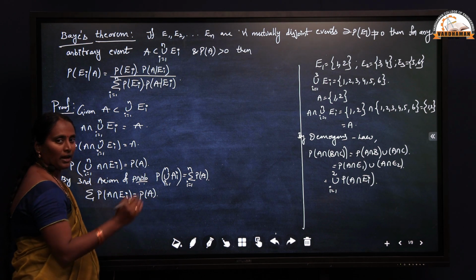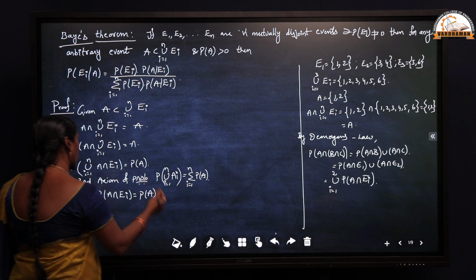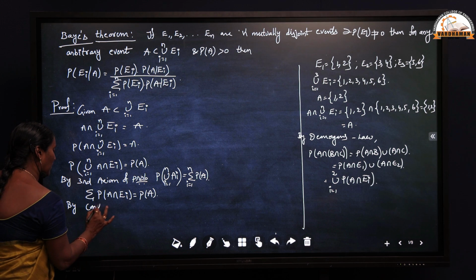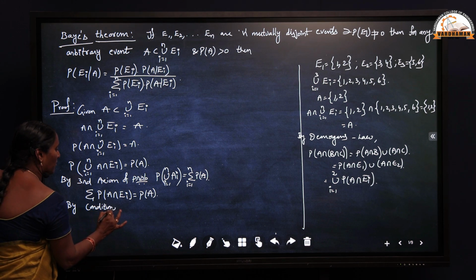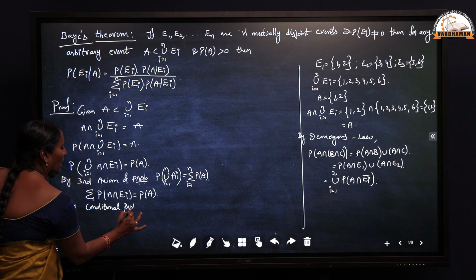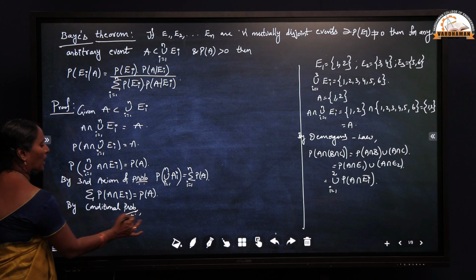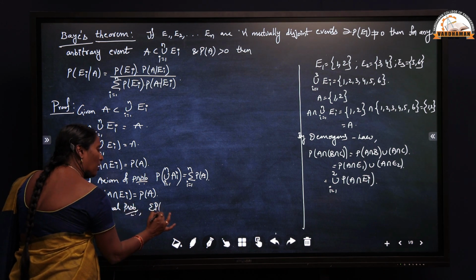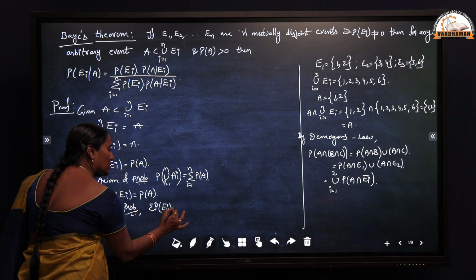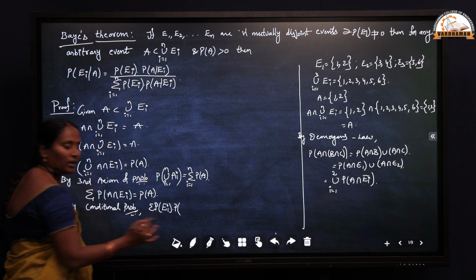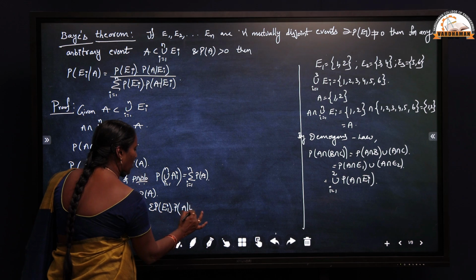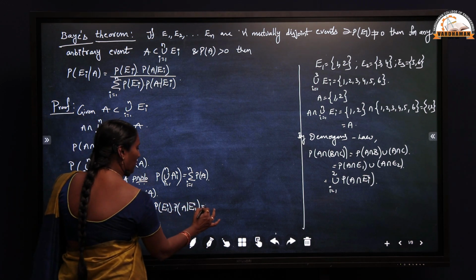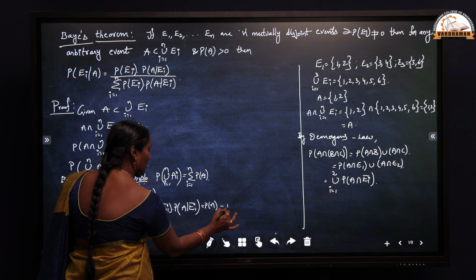And we know the conditional probability definition. The event which has already happened, we write it in the denominator. So now, by conditional probability, we write the summation of P of Ei into P of A given Ei, which is equal to P of A. Let us call this equation 1.